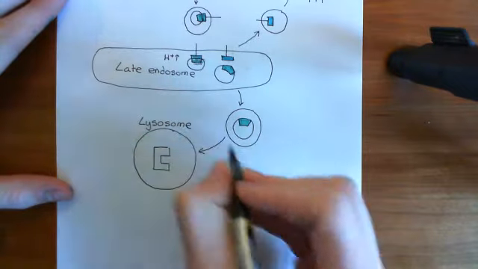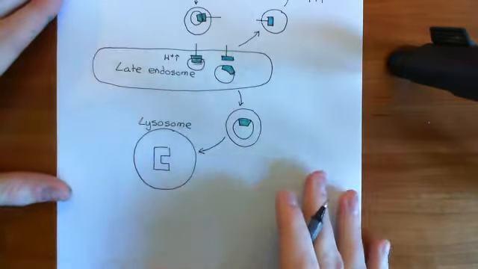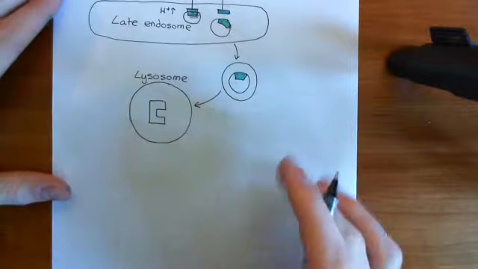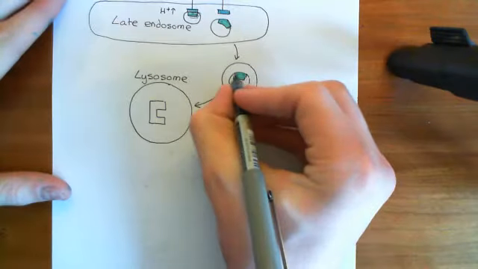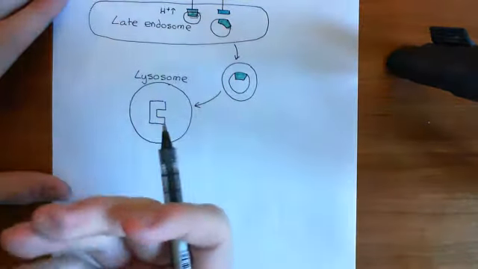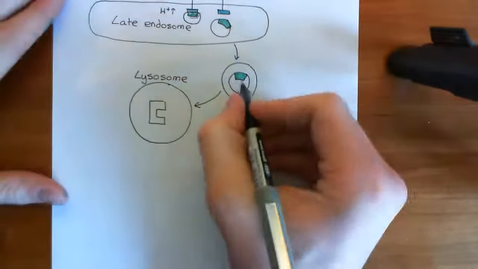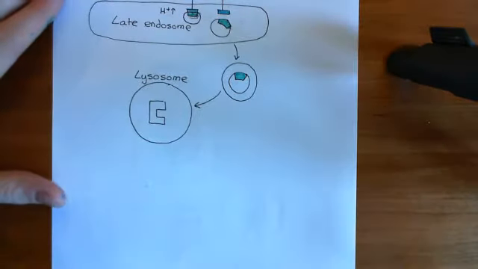And basically what's going to happen is the components of the LDL molecule are going to get broken down. So for instance, the apolipoprotein B100 will be broken down into amino acids, or at least peptide fragments, small fragments.